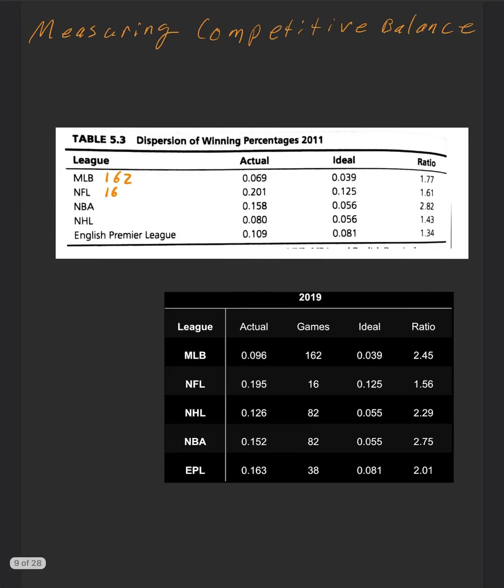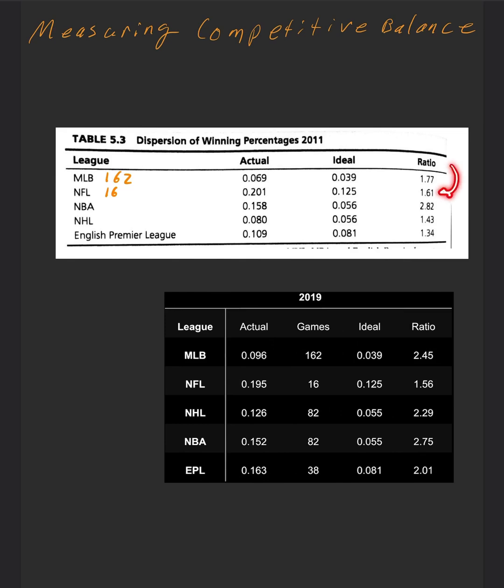I'm going to say the MLB, if it had the ideal dispersion of winning percentages, we would come up with this number. So now we can divide 0.069 by 0.039, and we can get this all-important ratio here. And so we can see that even though the NFL had a higher dispersion, it has fewer games, so the ideal number it can realistically get to is much, much lower. Notice that this is 1/8, right? So there's no surprise there.